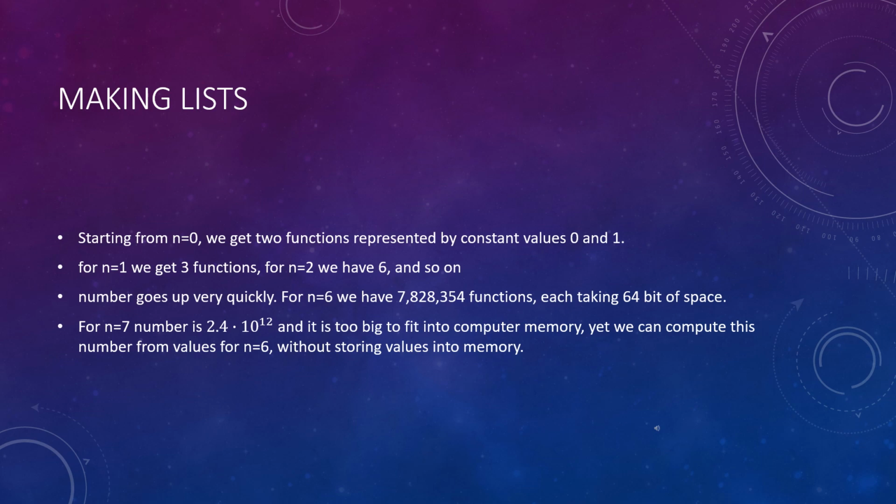For n equals 6, we have more than 7 million functions, each taking 64 bits of space. For n equals 7, this number is 2.4 times 10 to the power 12, and it's too big to fit into computer memory, yet we can compute this number from values for n equals 6 without storing values into memory.